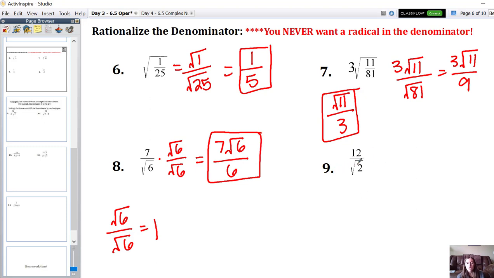Same idea for 9. Our fancy 1 here is going to be root 2 over root 2, because our denominator was root 2. And when we multiply straight across, we have 12 root 2 over 2, and then 12 divided by 2 gives us 6, keep that root 2.